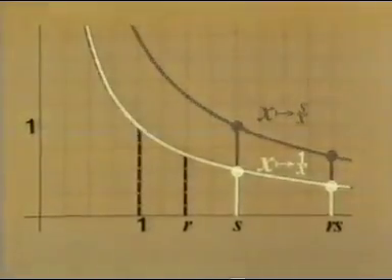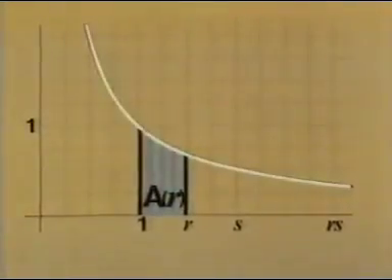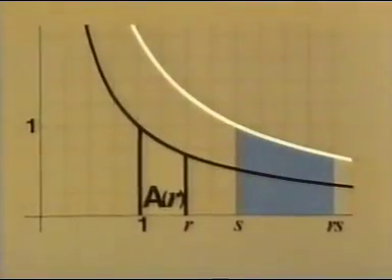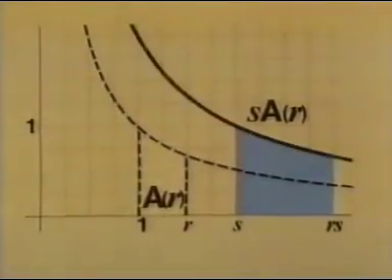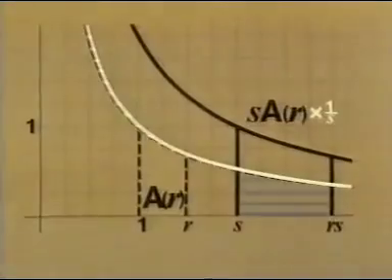Now, let's see that again. But this time, concentrate on the area from 1 to R. When we scale by s in the x direction, the area gets multiplied by s. And when we scale by 1/s in the y direction, the new area will get multiplied by 1/s. So we end up with A of R again.